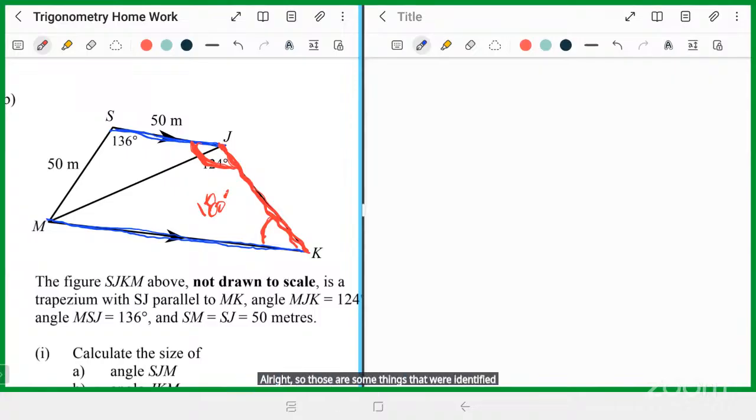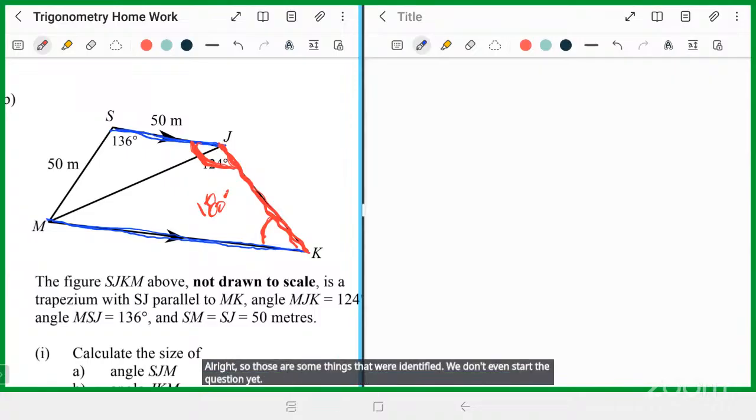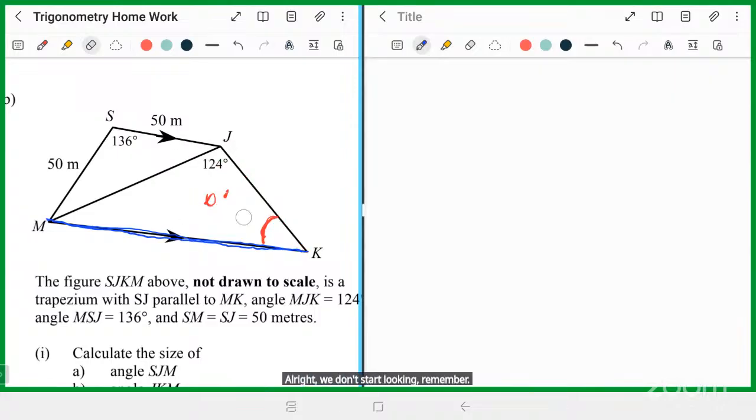We don't even start with the question yet. Alright, we don't start with the question. Remember, you form these angles when you have parallel lines. Alright, so let's go. Let's answer the question.